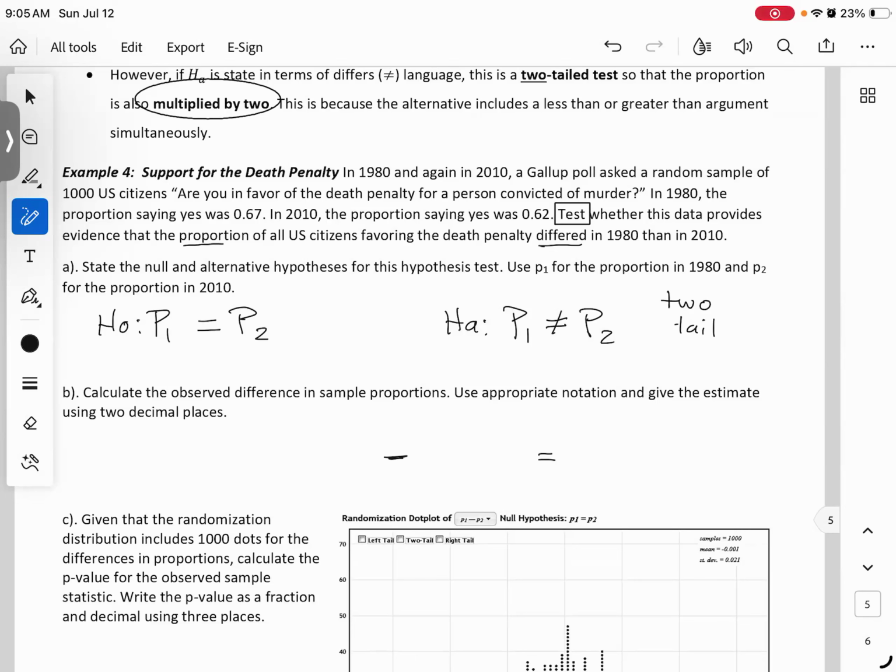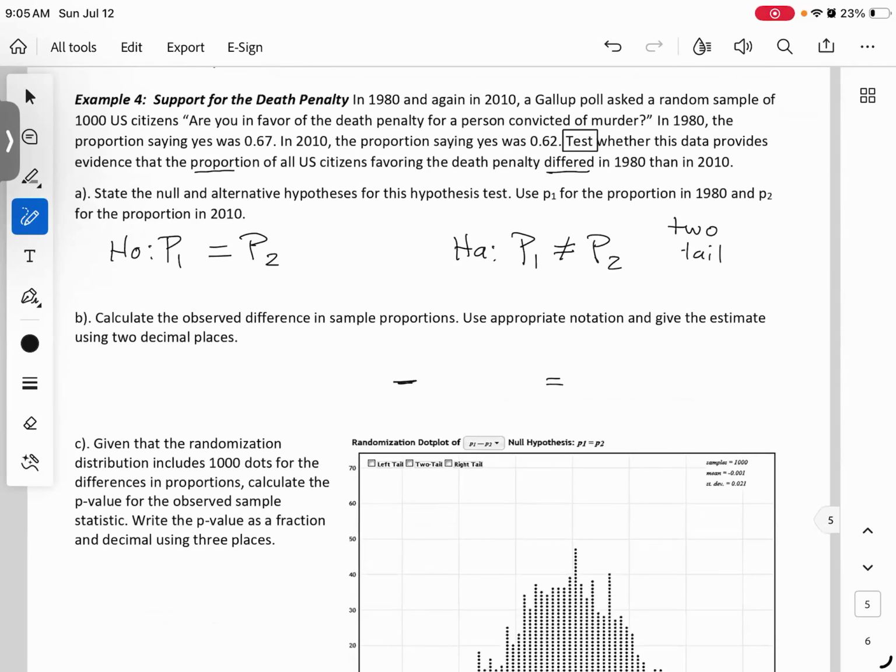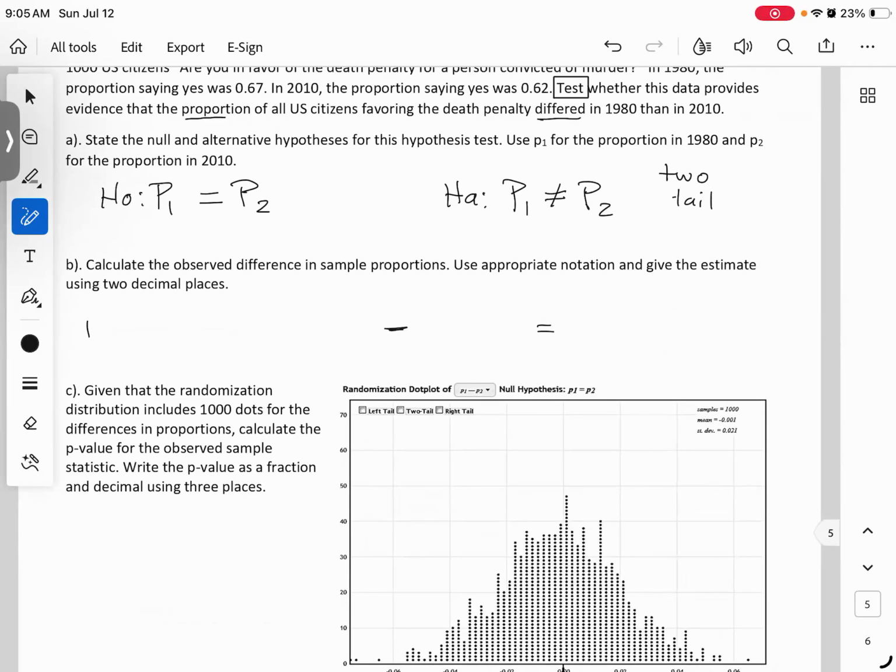That no one is coming along and specifically saying that it was less than for one year or greater than for one year, just saying that it's one of those two things. They're not the same. Now, what actually happened when we do the notation, we would do p hat 1 minus p hat 2. This is sample proportion minus sample proportion, and it was 0.67 for 1980 and 0.62 for 2010, for a difference of 5%.